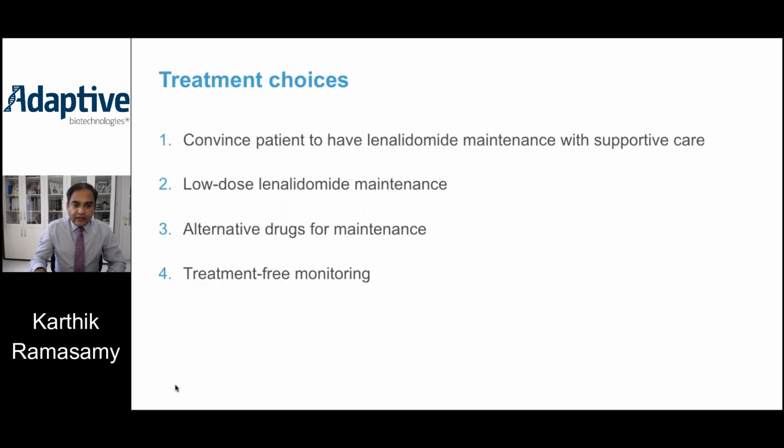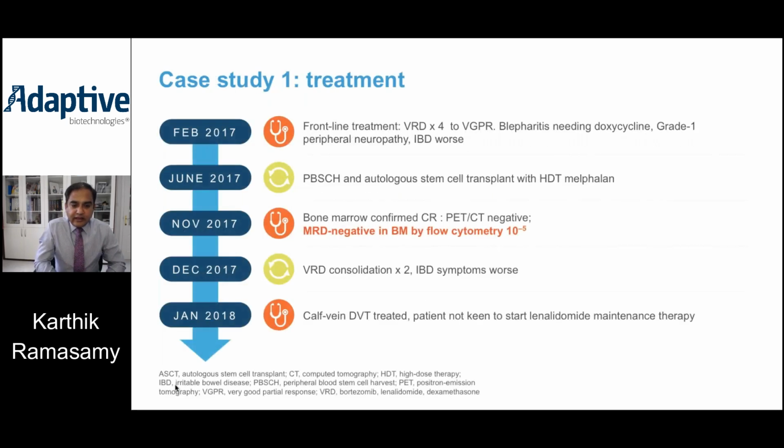So, in actual fact, when she had the bone marrow done in November 2017, and this was 3 months after her stem cell transplant, this was actually put through an MRD testing platform by flow cytometry, and she was MRD negative by flow cytometry at a threshold of 10⁻⁵. And this was done 3 months after transplant, and she was PET-CT negative as well. So she's double negative 3 months post-transplant.